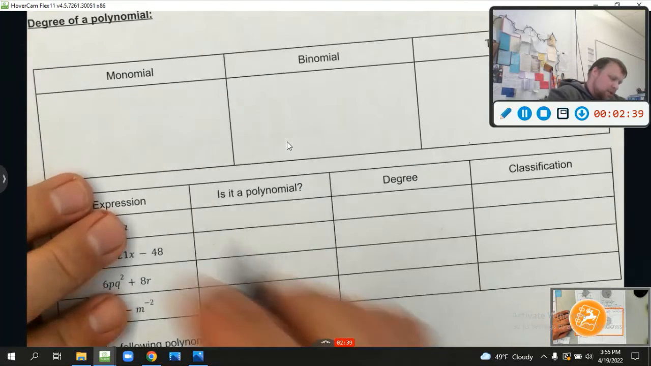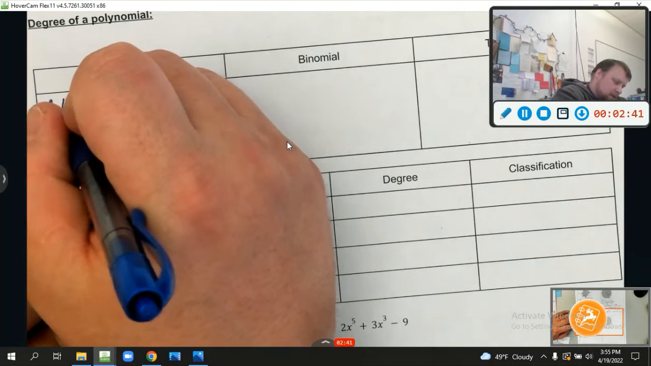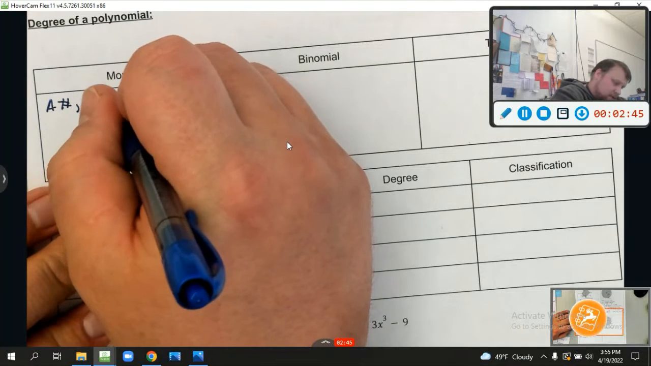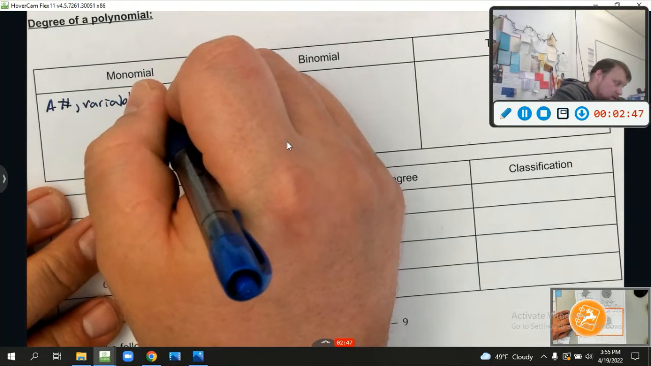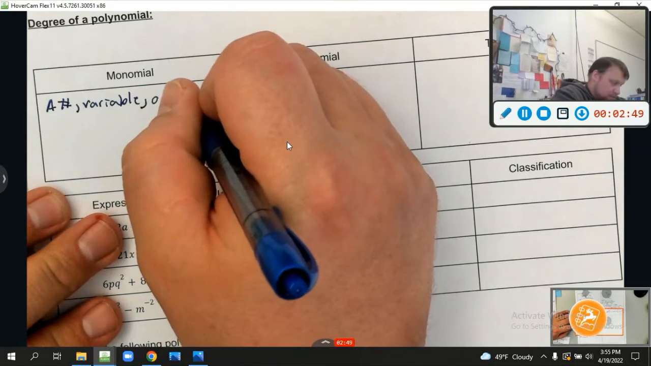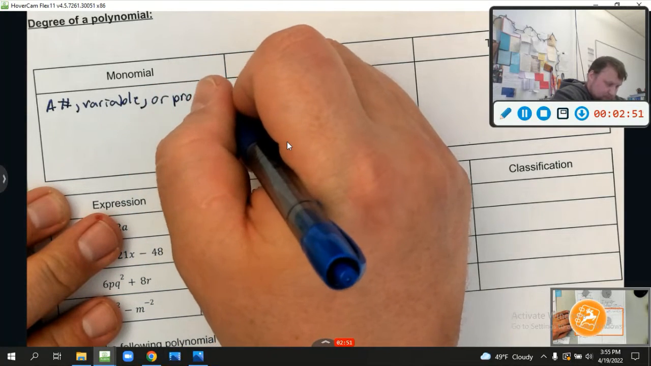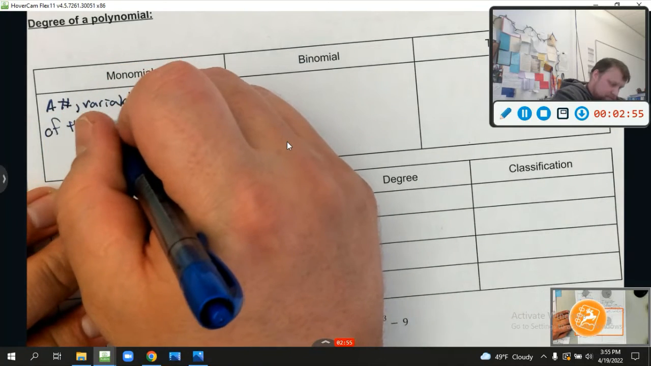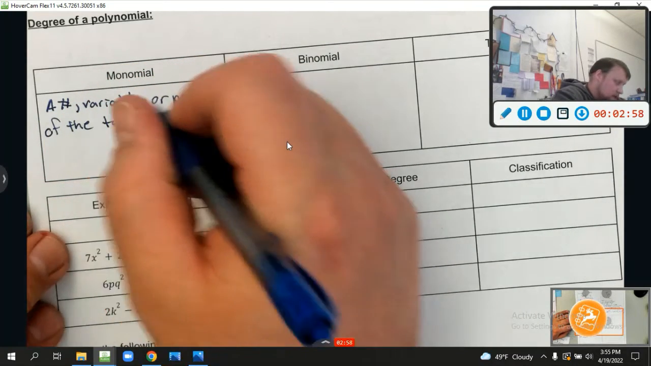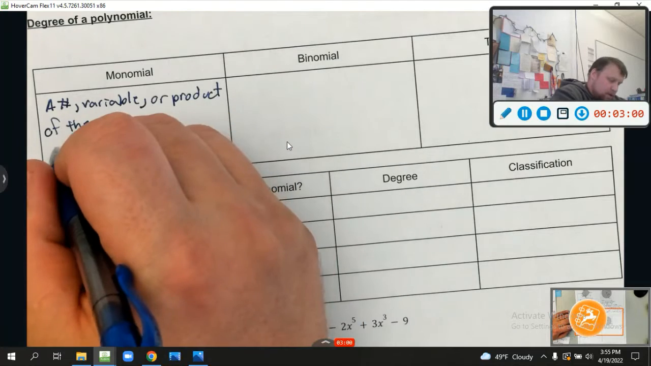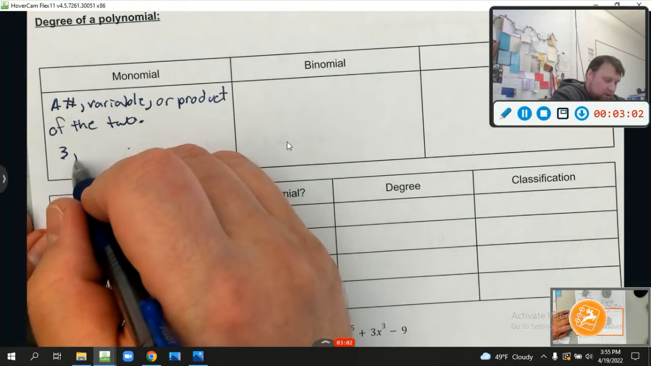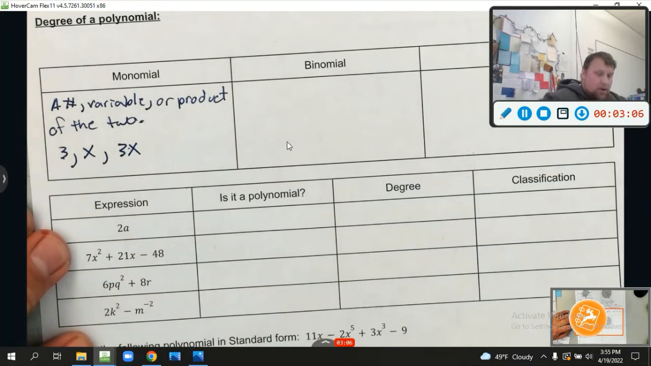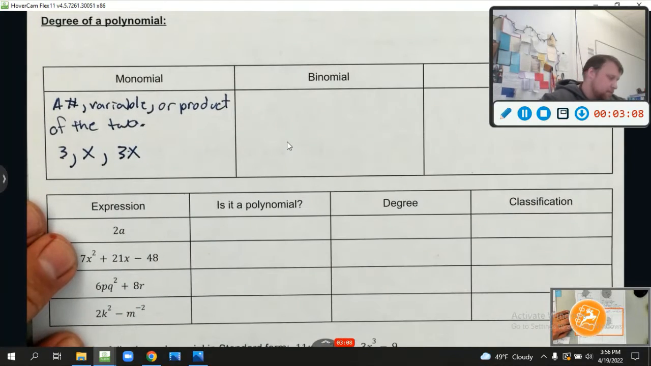And a monomial is a number, variable, or product of the two. So 3 could be a monomial, x could be a monomial, or 3x could be a monomial, right? It's just a single term.